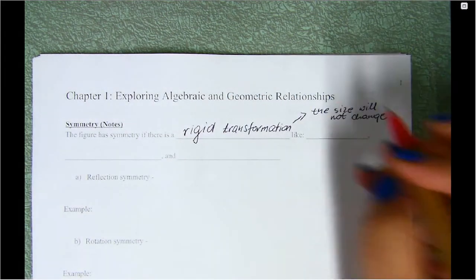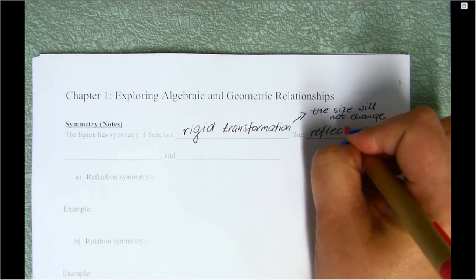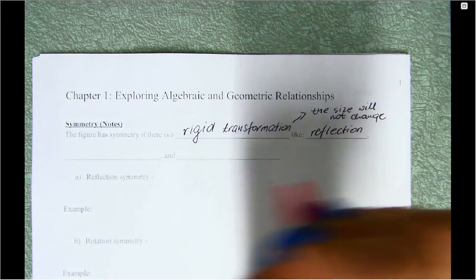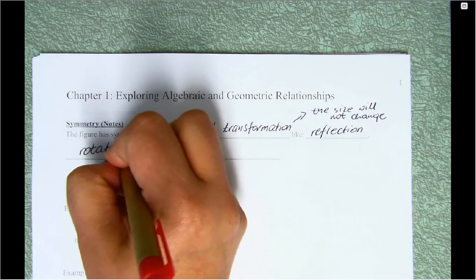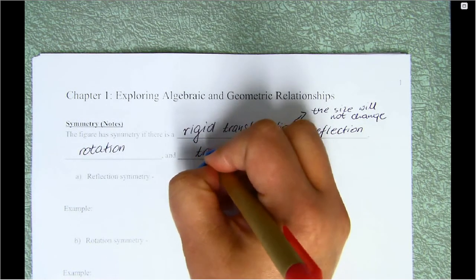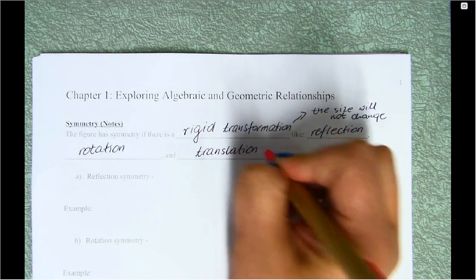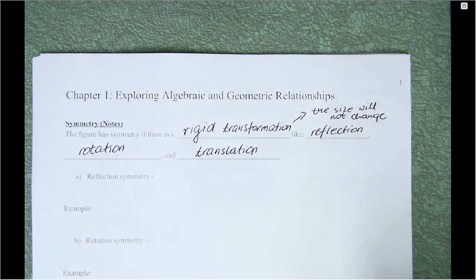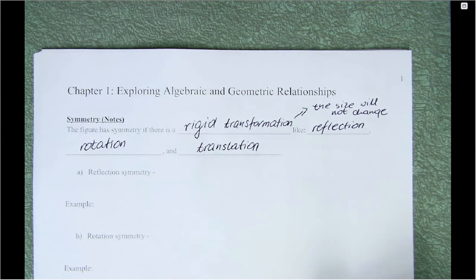Rigid transformations are reflections, rotation, and translation. Okay. Can you read us? I hope so. Okay. So reflection.